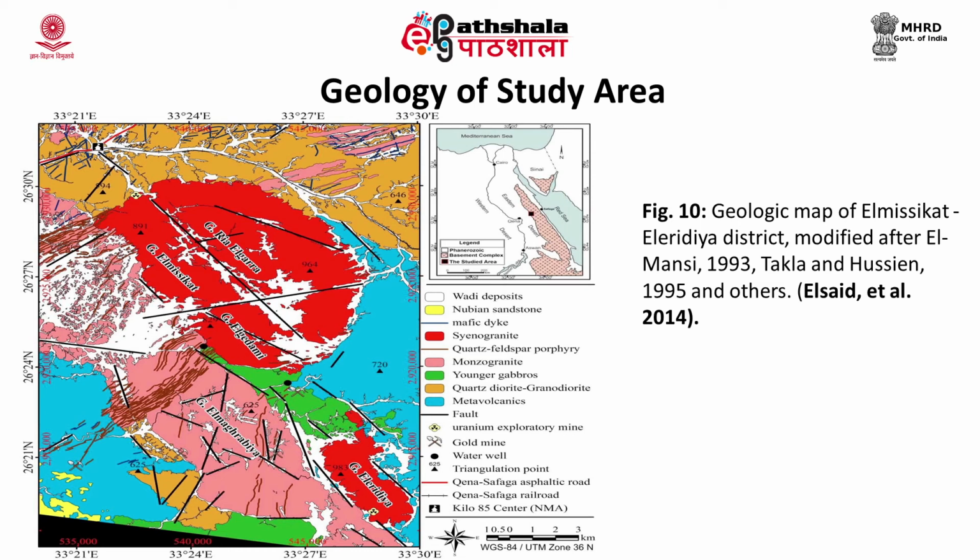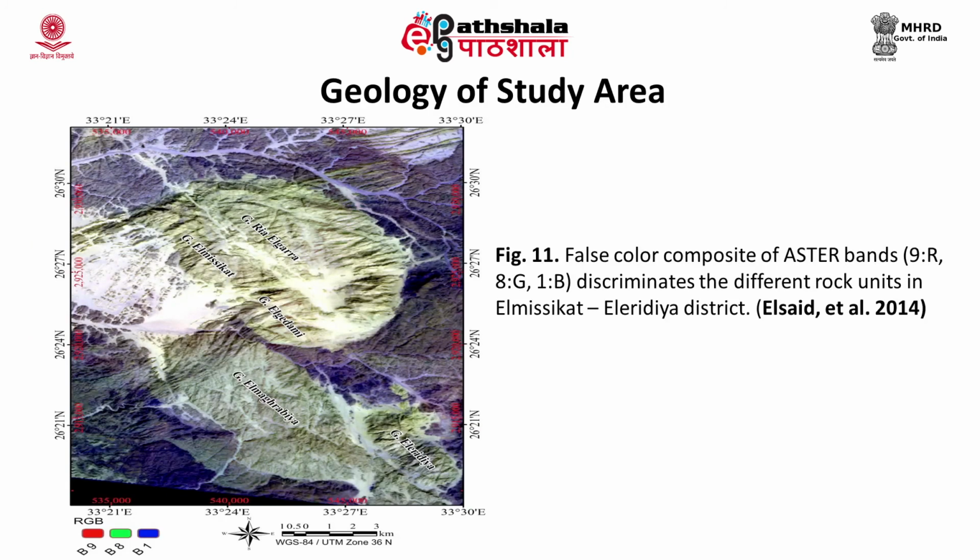This is a false color composite image of ASTER bands 9, 8 and 1, for red, green and blue, which discriminates the different rock units. Here you can see the gray color one, which you can clearly see in the previous diagram. Here you can see the red color part in the FCC. You can see they are clearly distinct from the other rocks. So, our focus is on this area, and we are going to see the different processes.